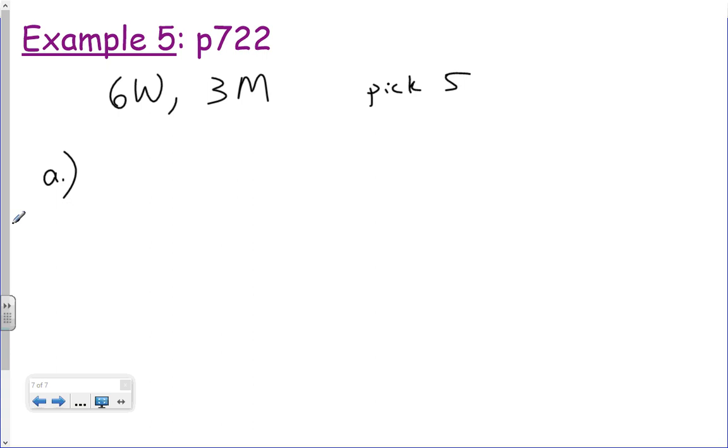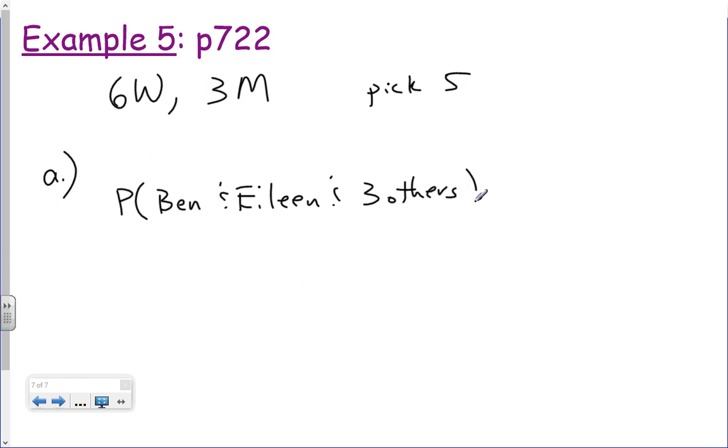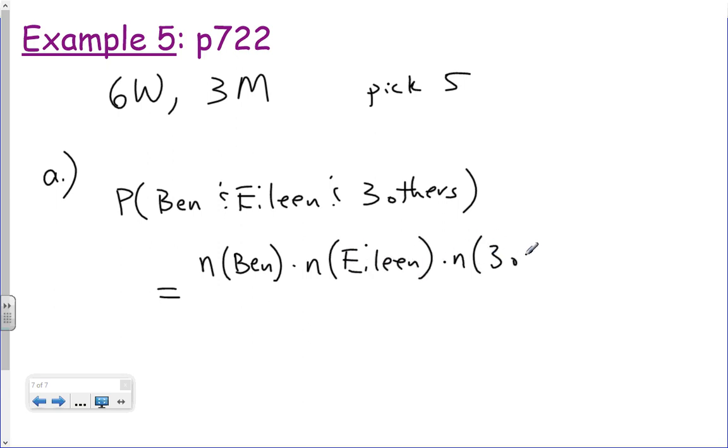All right, so we want to find out the probability that Ben and Eileen, and then we have to pick a total of 5, so we got to pick 3 other people. So it's the probability of picking Ben and Eileen and 3 others. Is what we've got to find, right? So it's a probability, so I'm going to write this out as a quotient here. So the numerator of this is the number of ways of picking Ben, and the number of ways of picking Eileen, and the number of ways of picking 3 others. So this is really the number of ways of picking Ben times the number of ways of picking Eileen times the number of ways of picking 3 others.